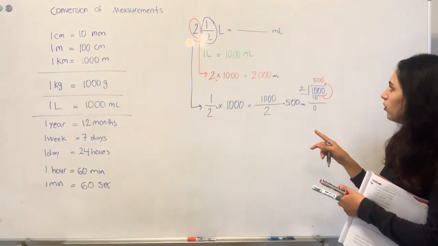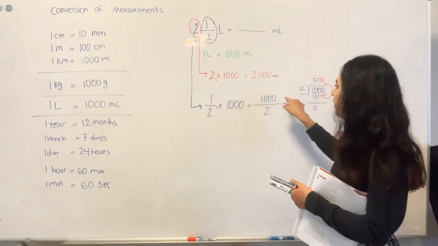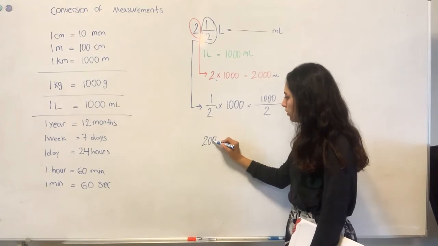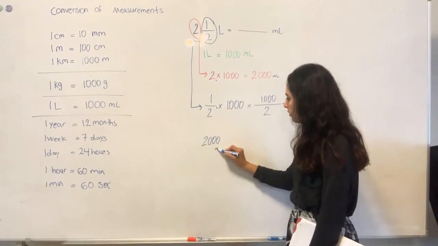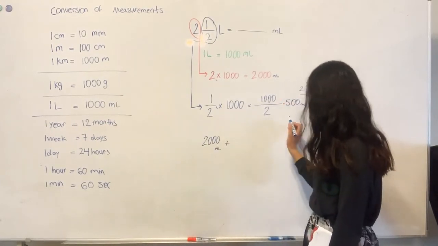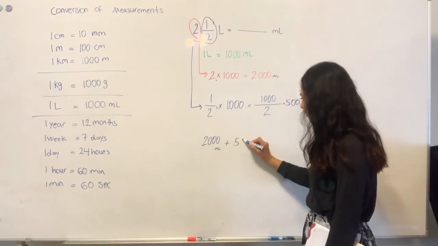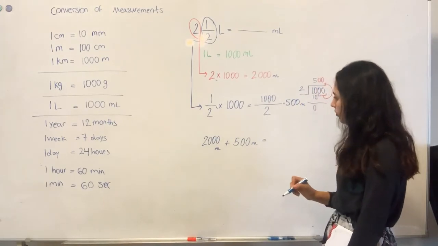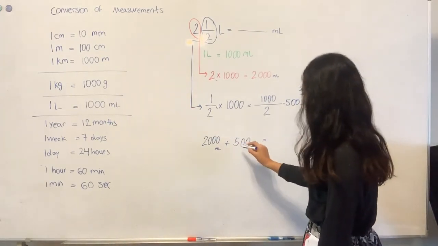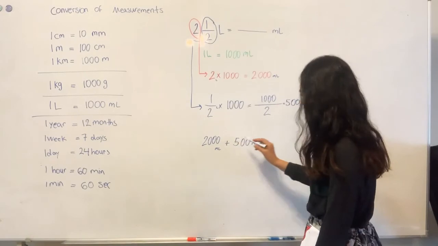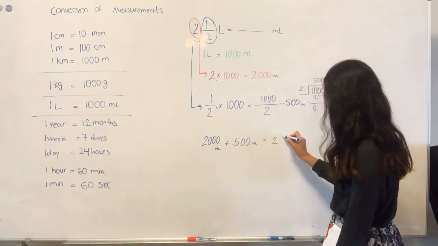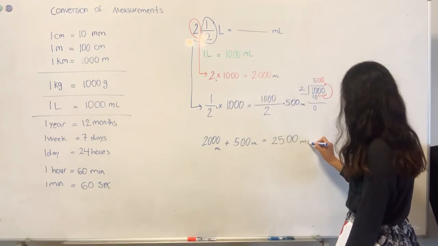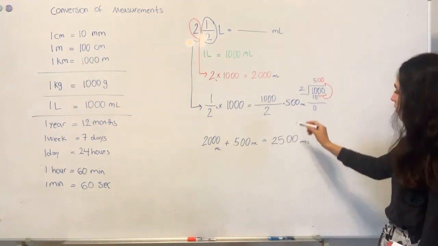What do we have to do? What number can we put here? We have to add these numbers together. So I say 2000 milliliters plus 500 milliliters equals to, so we add them together, 2000 and 500 milliliters. So then I can write it here.